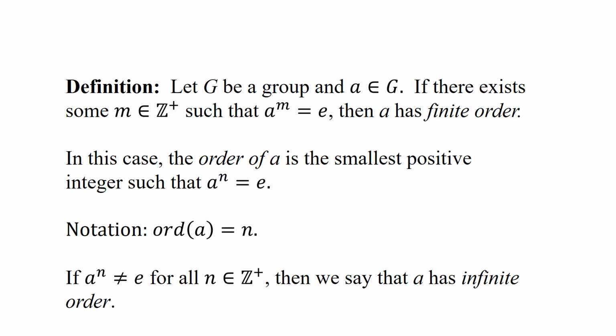And here's where we have something new. This was not possible in a finite group like the group of symmetries on n objects. It's possible that a to the n is not the identity for any positive integer n. And when this happens, we say a has infinite order.